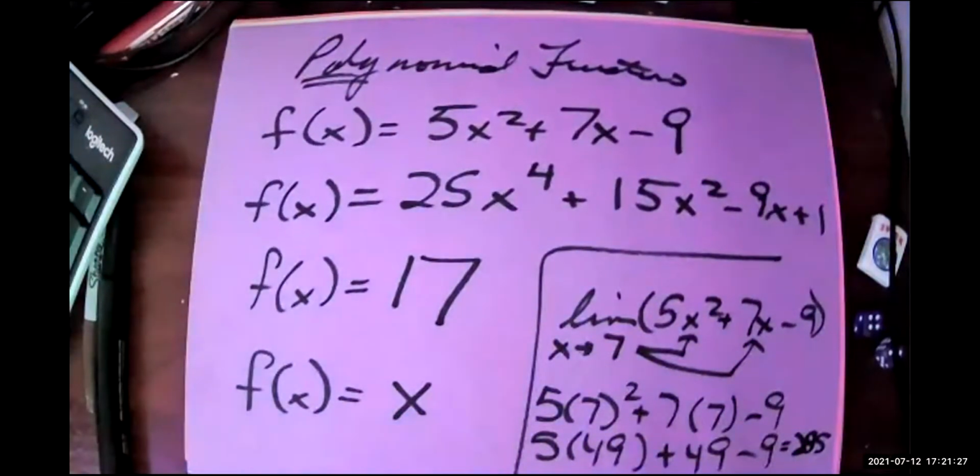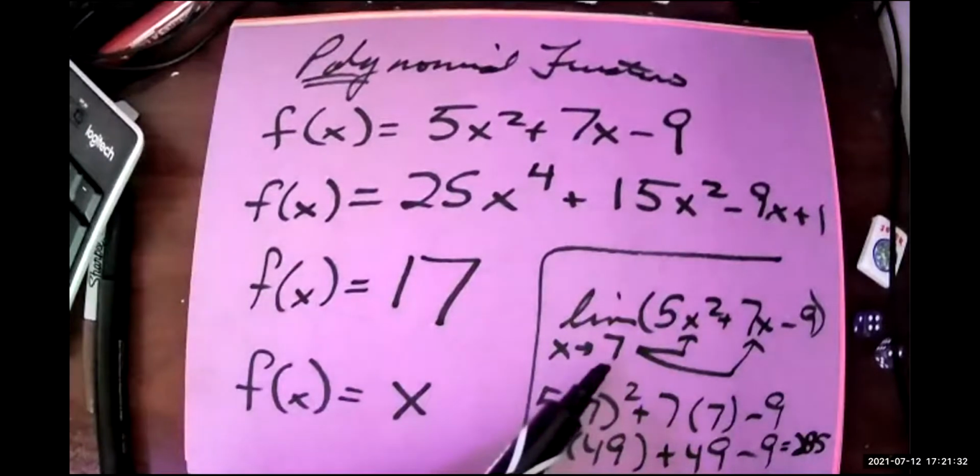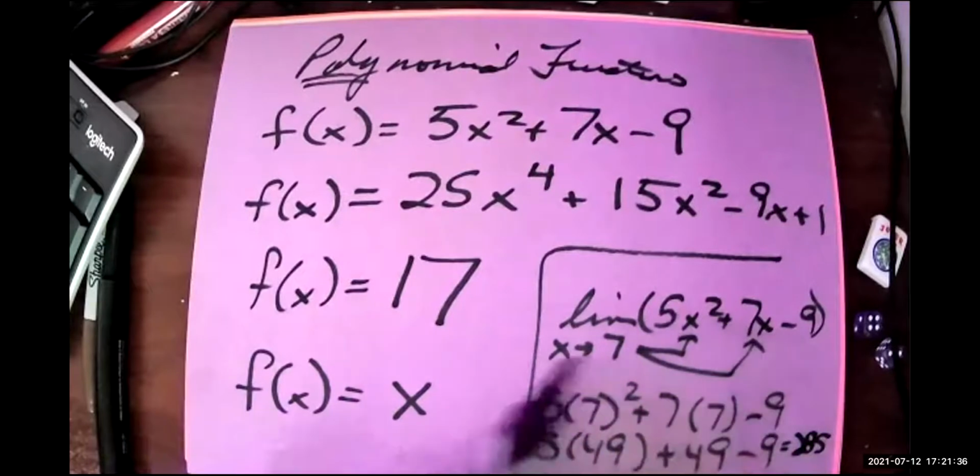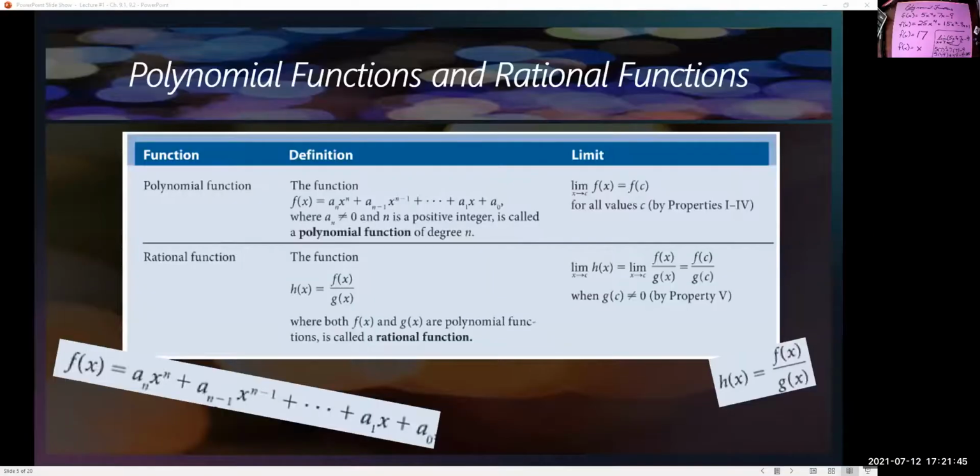So to figure out a limit of a polynomial function, all you gotta do is take the number and put it right in as if you're finding f of x, as if you're finding f of 7. It's the same. And that's why it's written in just this particular way. The limit of f of x when x approaches c is simply f of c. In other words, just go ahead and plug it right in and you'll get your answer right there like I just showed you.